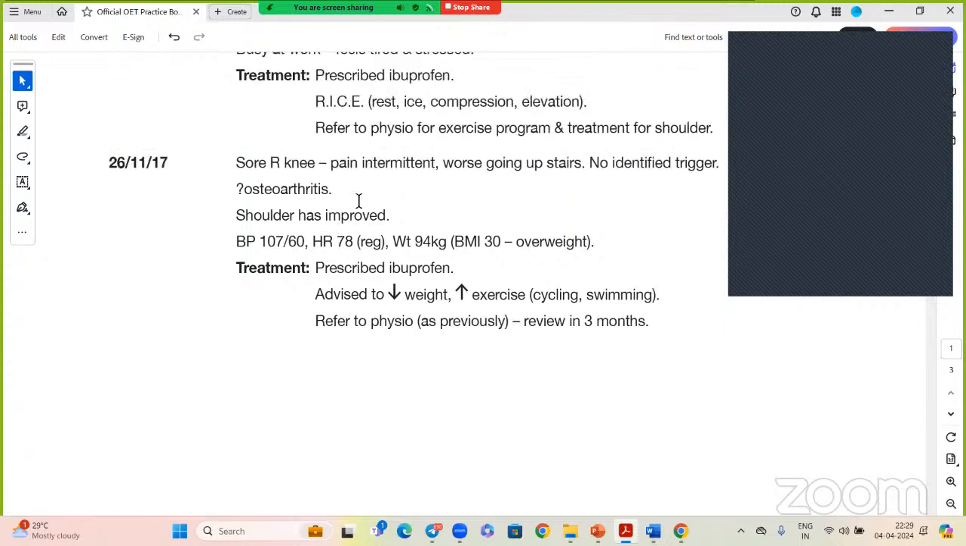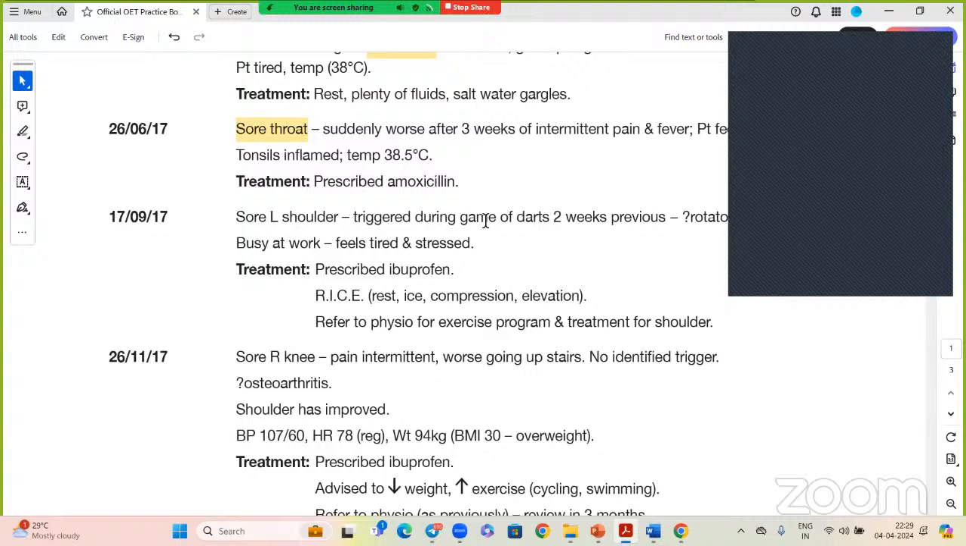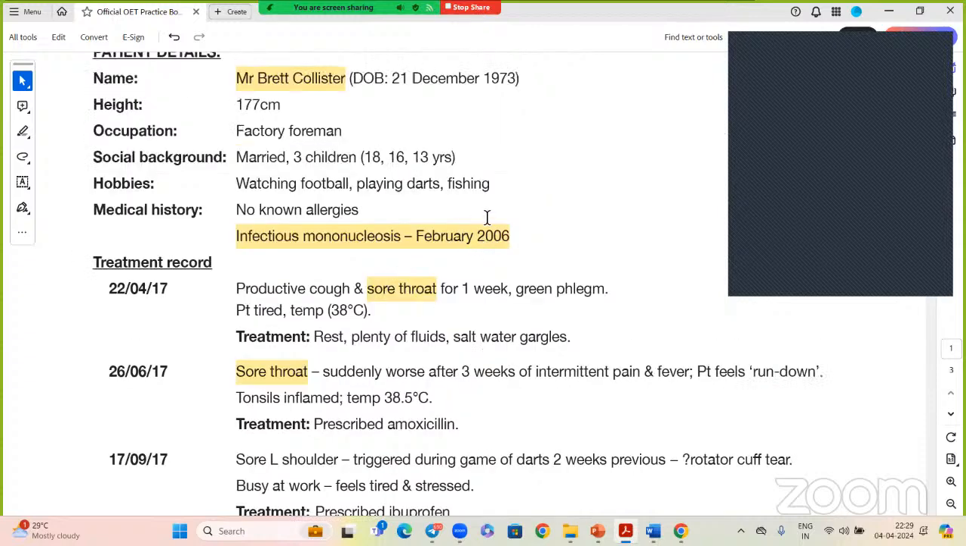Next, you can see what are the other things here. So, what is his lifestyle? What is his lifestyle?